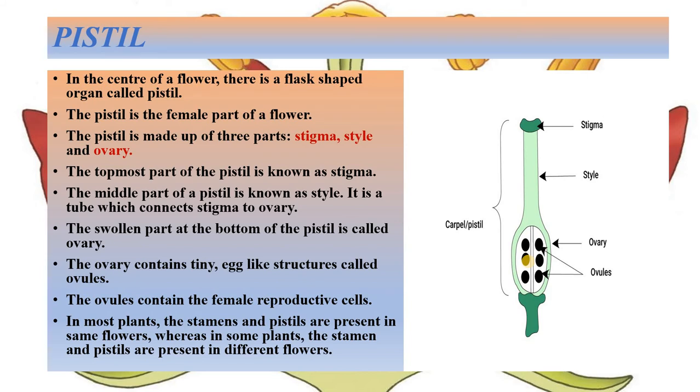Now, in most plants, the stamen and pistil are present in the same flower. Those flowers are known as bisexual flowers. In some plants the stamen and pistil are present in separate flowers. Those are known as unisexual flowers. You will read about unisexual and bisexual flowers in detail in class 7.